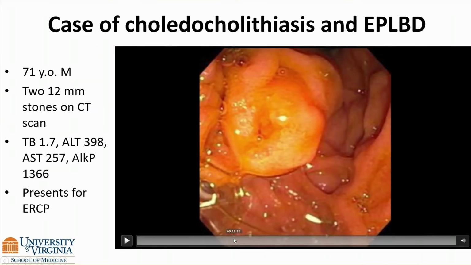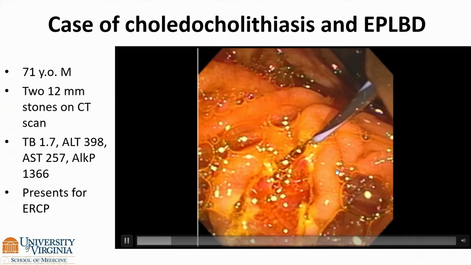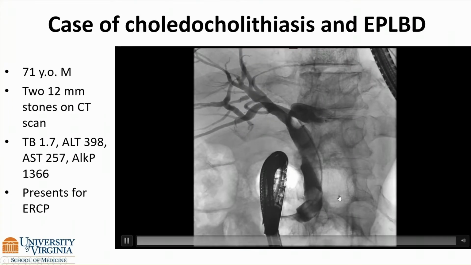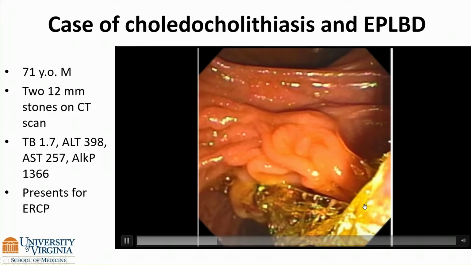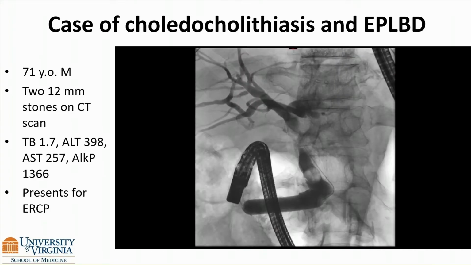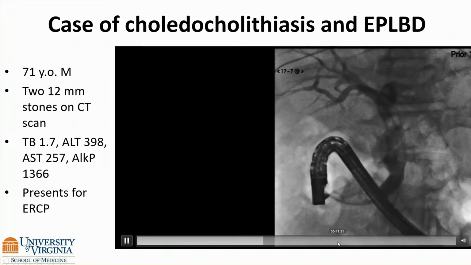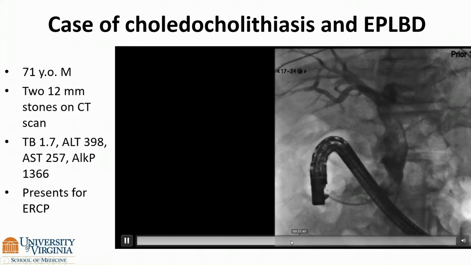This is another case of a 71-year-old patient who had two large 12 millimeter stones seen on CT. There were cholestatic liver-associated enzymes, and he presents for ERCP. After access, we cut an adequate sphincterotomy here to the lateral duodenal fold, and you can see the two large stones here. The duct is dilated to about 13.5 millimeters, and then in sequence, we remove the bile duct stones, and you can see here, we're sweeping with the balloon.